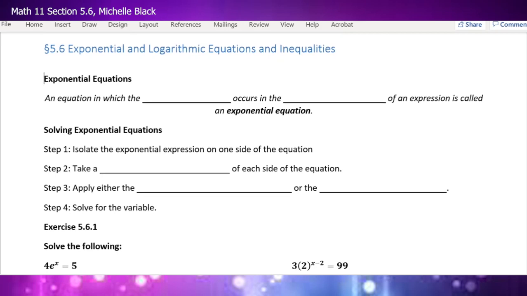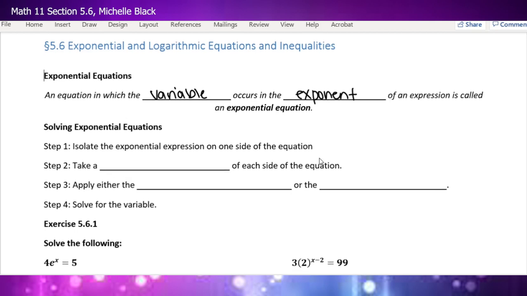Section 6, Exponential and Logarithmic Equations and Inequalities. Exponential equations. An equation in which the variable occurs in the exponent of an expression is called an exponential equation.